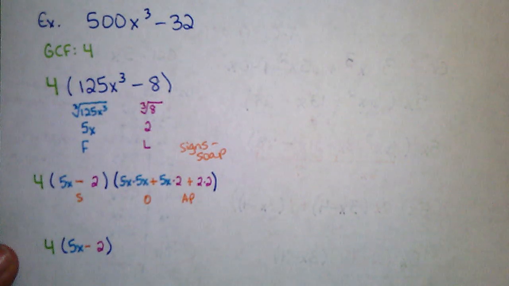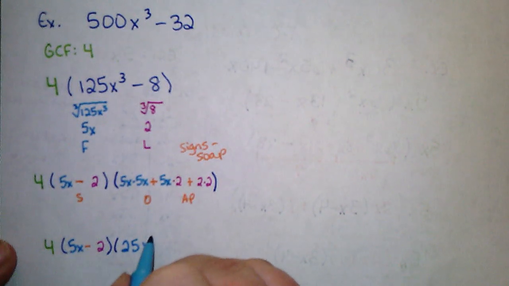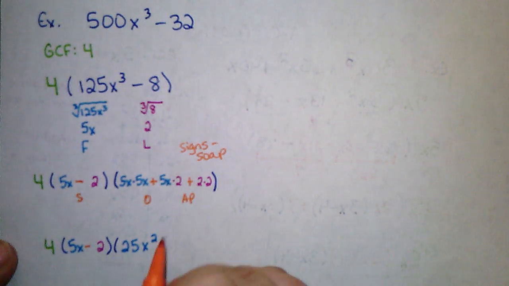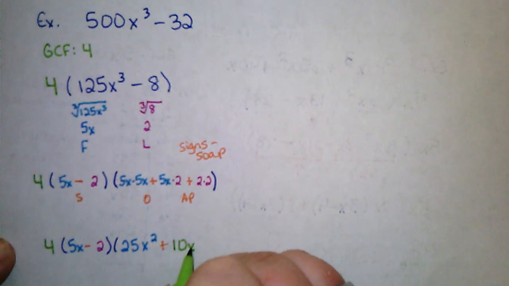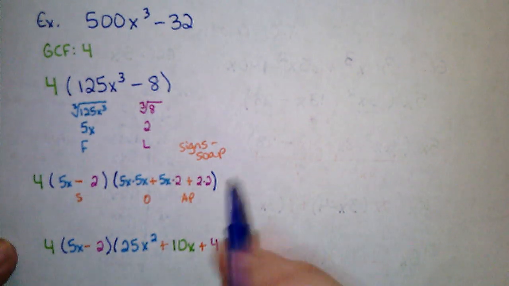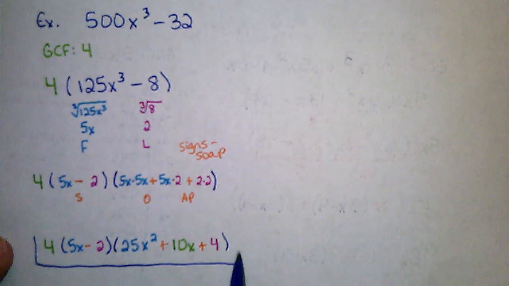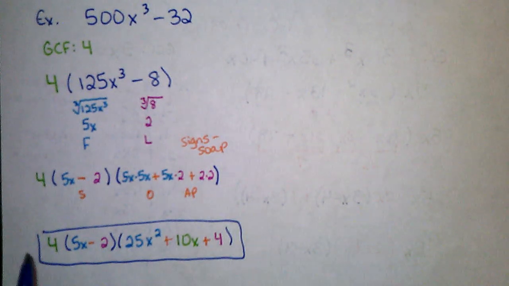So first I have 5x times 5x. So 5 times 5 gives me 25. X times x gives me x squared. Remember, opposite sign. Now in the middle, I have 5x times 2. Well, 5 times 2 is 10. And then at the end, I have sign. Sign is always positive. And then I have 2 times 2, which is 4. And that is done. Now, some of you will not have to do this step. You can just go straight to here. And that's cool. If you can do that, more power to you.